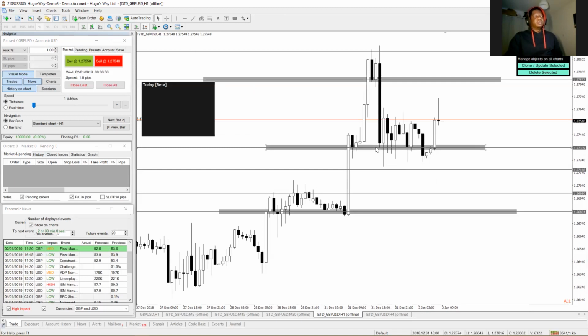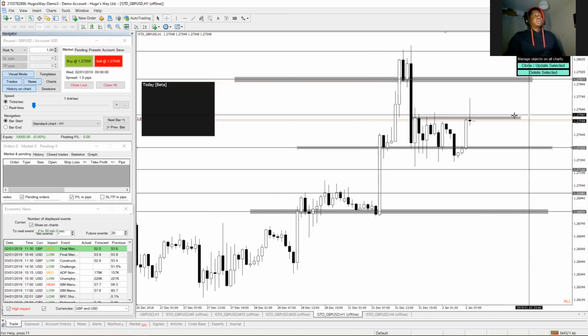So if we're going to take sells, we would be waiting for a break below here. Remember that the 4-hour time frame is still bullish at the moment, so we should theoretically be looking for buys. Now, on the 4-hour, we are creating higher highs and higher lows. So if we can break resistances on the lower time frame, then we can trade the breakout.